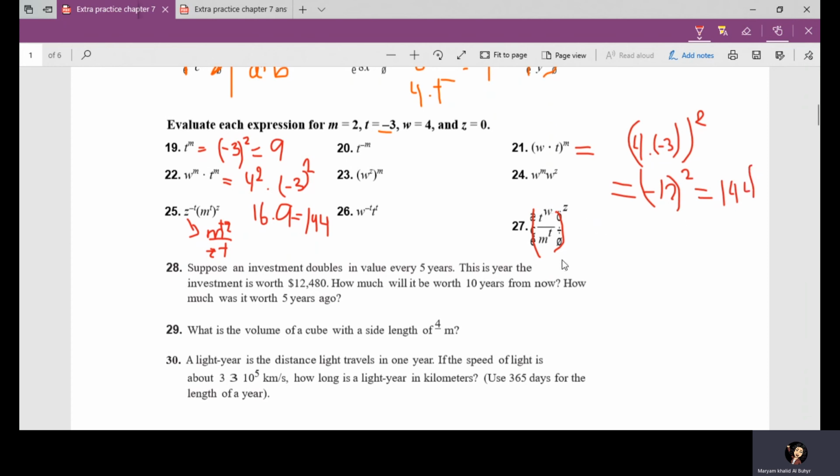That's nice. All this to the power z, and z is 0. So anything you raise to the power 0, it's directly 1.